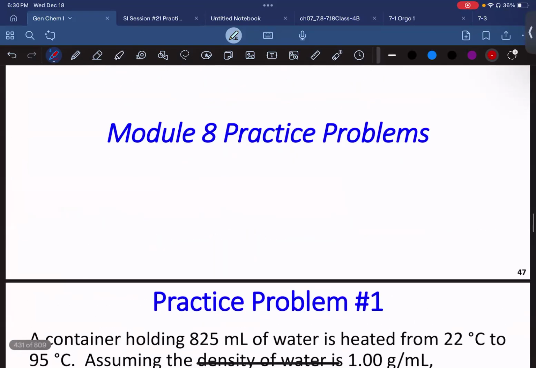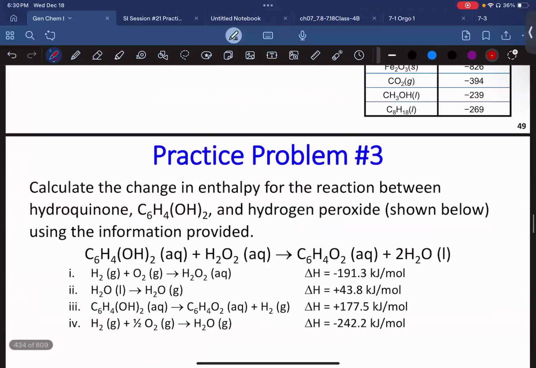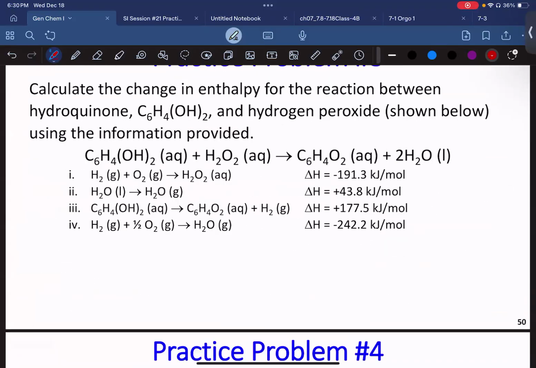Okay. Anyways, module 8 or any practice problems. Do you guys want me to go through this Hess's law question as well, to show you my thought process and stuff? Yeah, please.